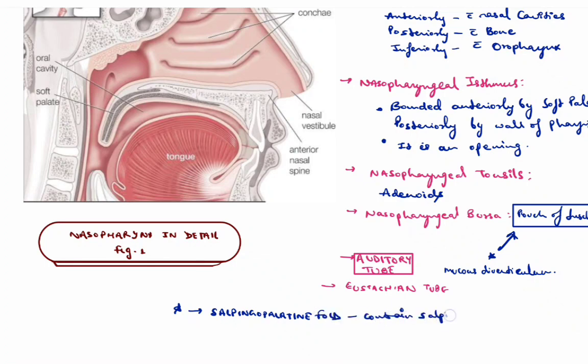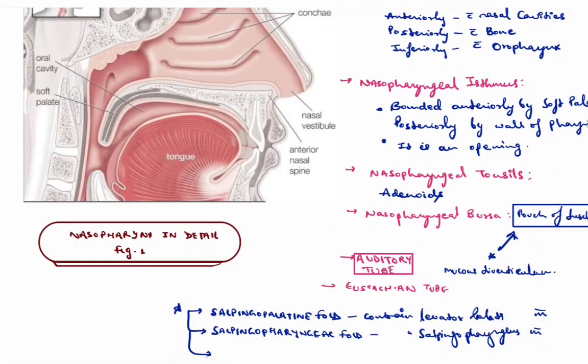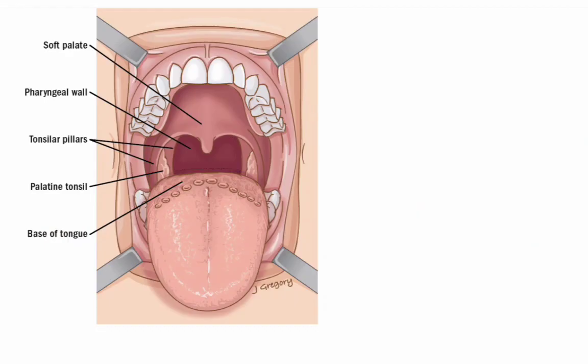The salpingopalatine fold is a mucous fold which extends downward to the soft palate and contains the levator palatini muscle. The salpingopharyngeal fold contains the salpingopharyngeus muscle. And the pharyngeal recess, which is known as the fossa of Rosenmüller, is a deep depression behind the eustachian tube opening.